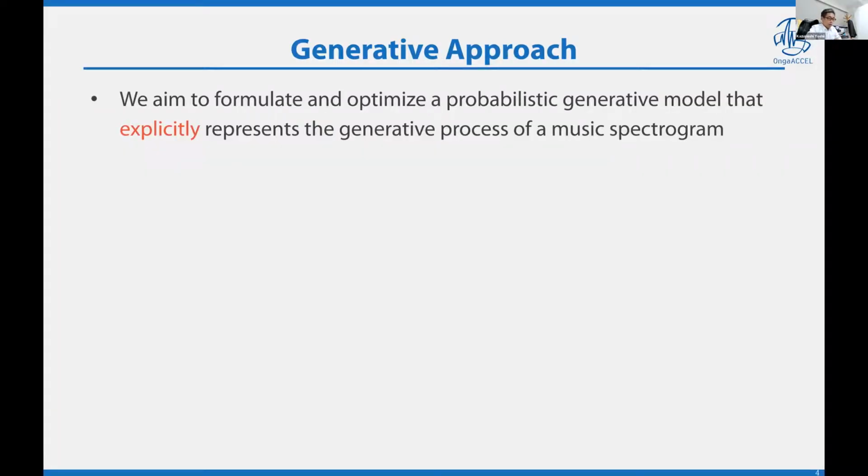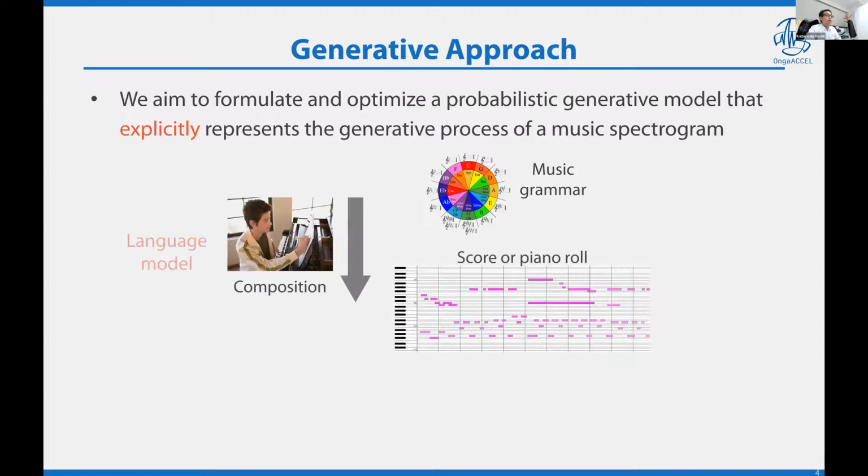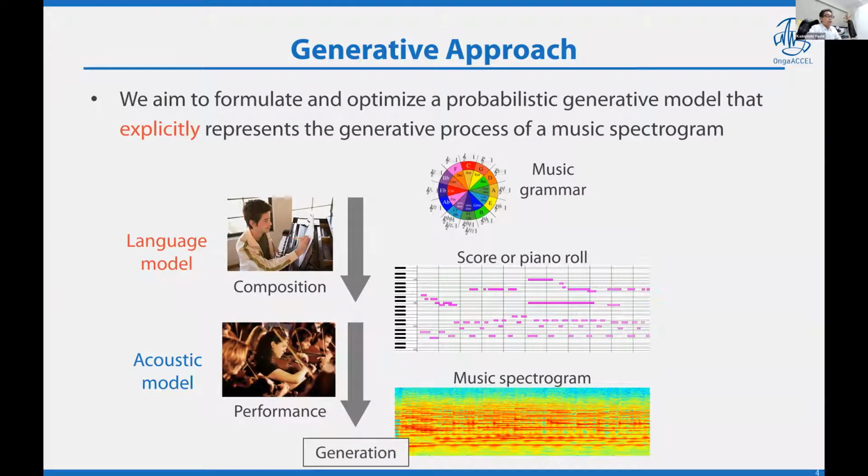This is an overview of our generative approach. We aim to formulate and optimize a probabilistic generative model that explicitly represents a generative process of a music spectrogram. So what is a generative process? First, we assume that there is some musical grammar. This corresponds to human musical knowledge in the brain. Then some music composer makes a piano roll or a musical score according to this music grammar. And then the music spectrogram is generated by some performer. These processes correspond to the language and acoustic models in this generative story.